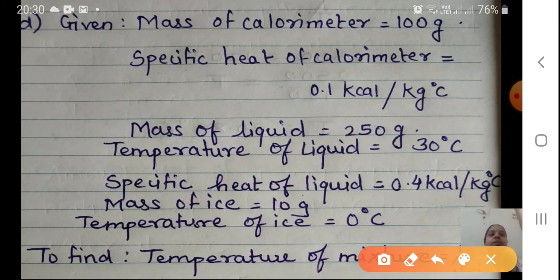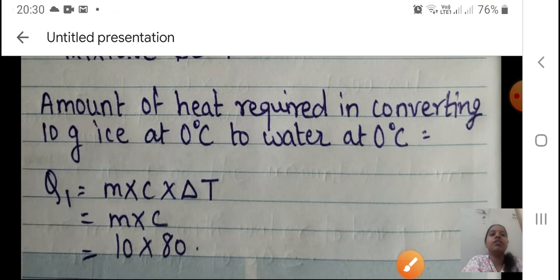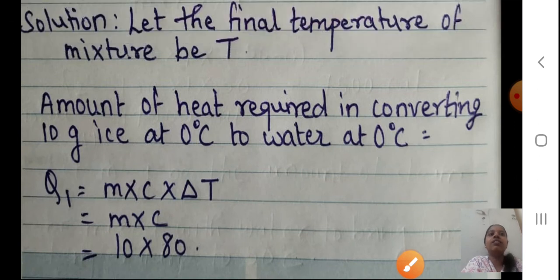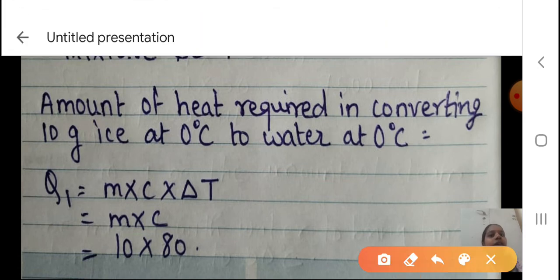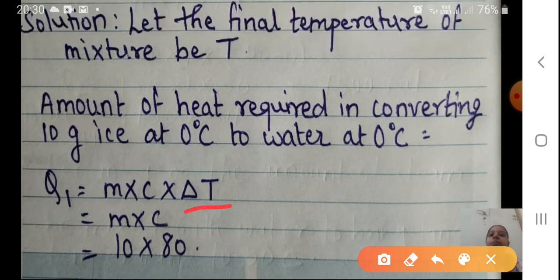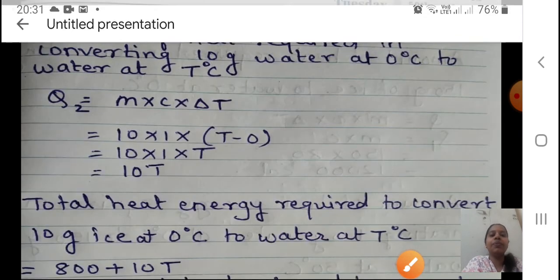Okay, now see here. First, let the final temperature of the mixture be T, capital T. Now, the amount of heat required in converting 10 grams of ice at 0 degrees Celsius to water at 0 degrees Celsius. We have to find Q1 with the same formula. Delta T will not be there as it is 0 degrees Celsius. We got 10 into 80. How many calories, students? Q1, guess? 800. Yes, so we got it.